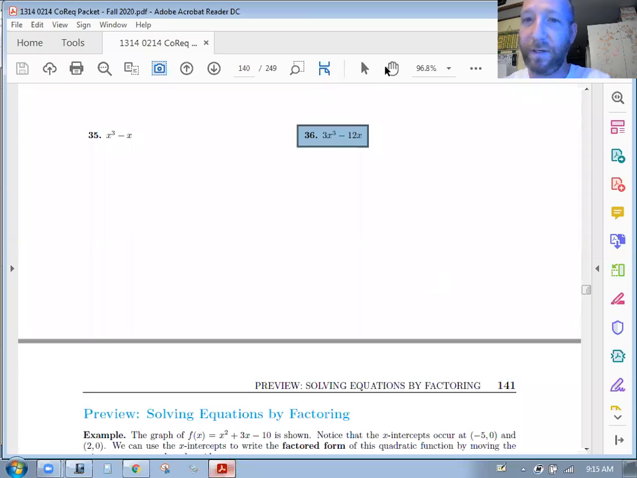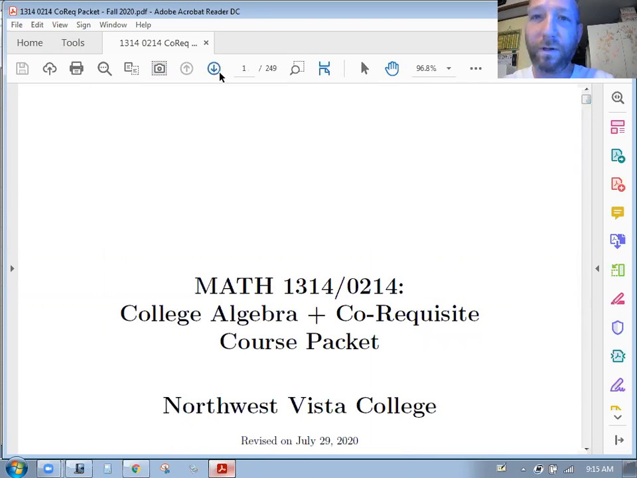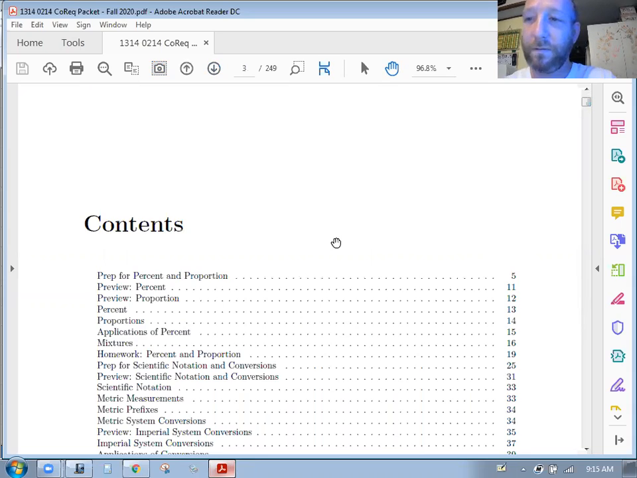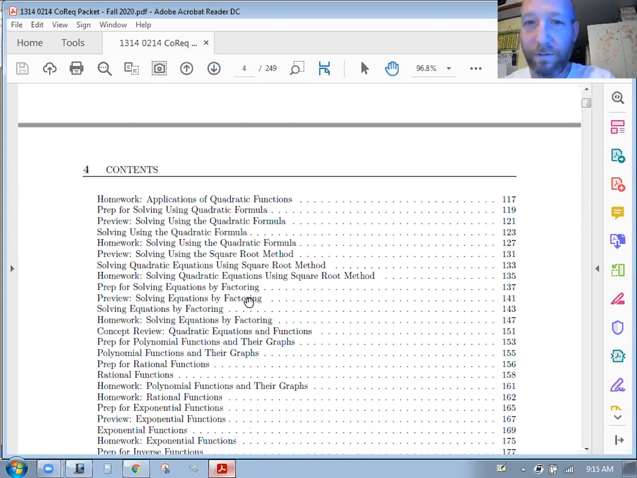We are now on page 141. So let's check out our homework on page 141. Let's see, using the square root method. Let's do a couple of quiz problems from page 135.